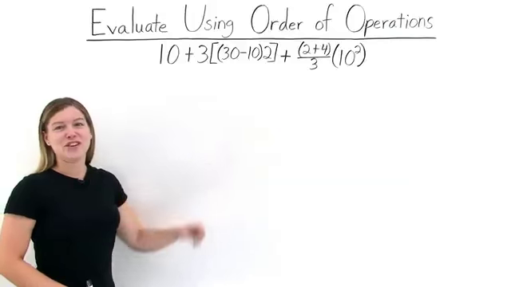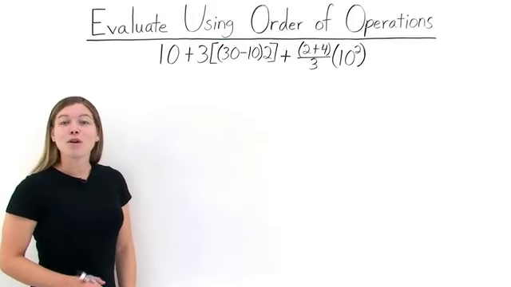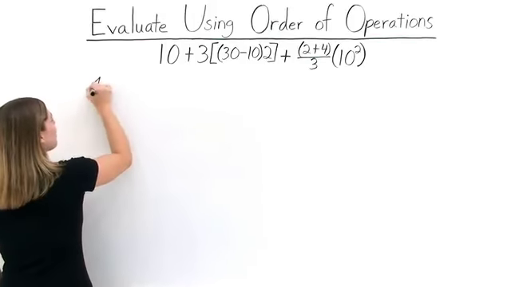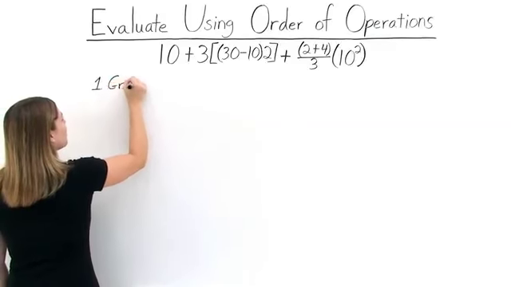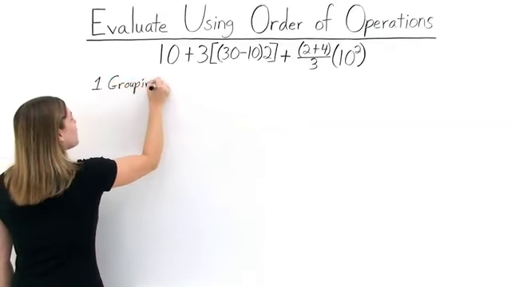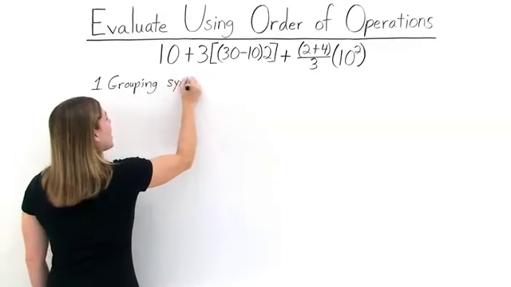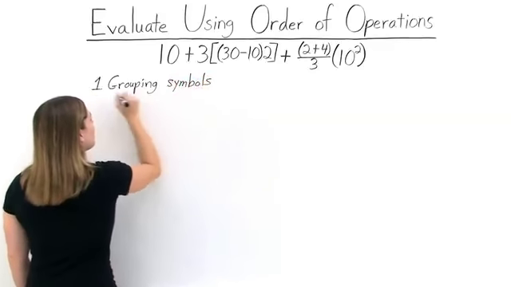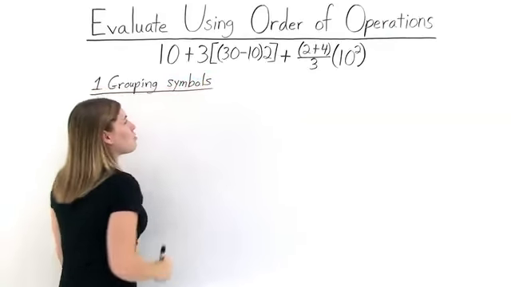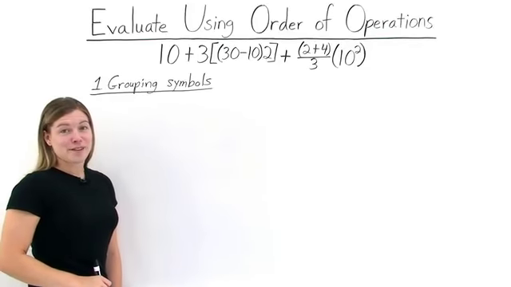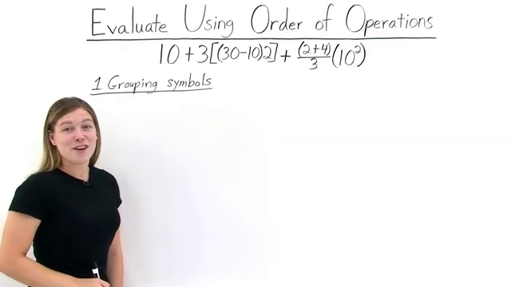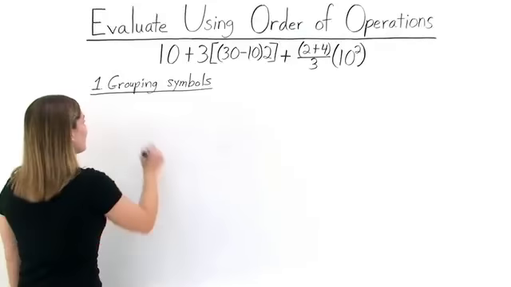Evaluate this expression using the order of operations. Well, to do this, we need to perform the order of operations step by step. So that means our first step is going to be eliminating any grouping symbols that are in our problem. So looking at our expression, do we have any grouping symbols? Oh yeah, we have a few. So we need to evaluate those.